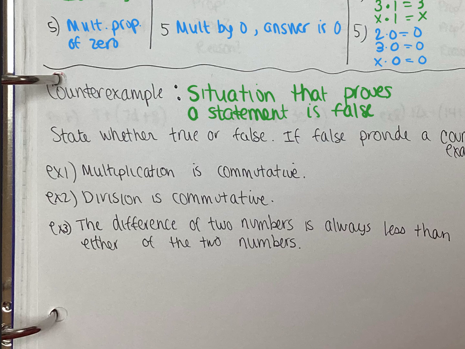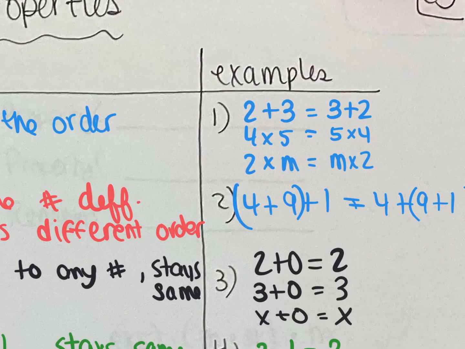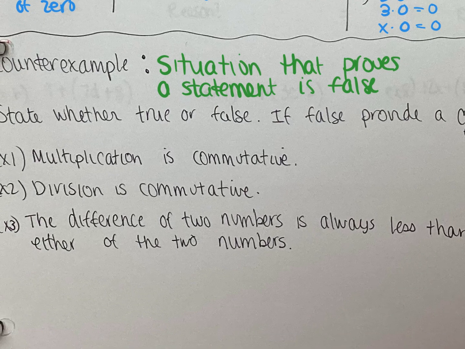All right, so my first question is, multiplication is commutative. Can I change the order when I'm multiplying? Well, we just had examples up here where 4 times 5, 5 times 4, both of those answers are 20. So yes, multiplication is commutative, true.